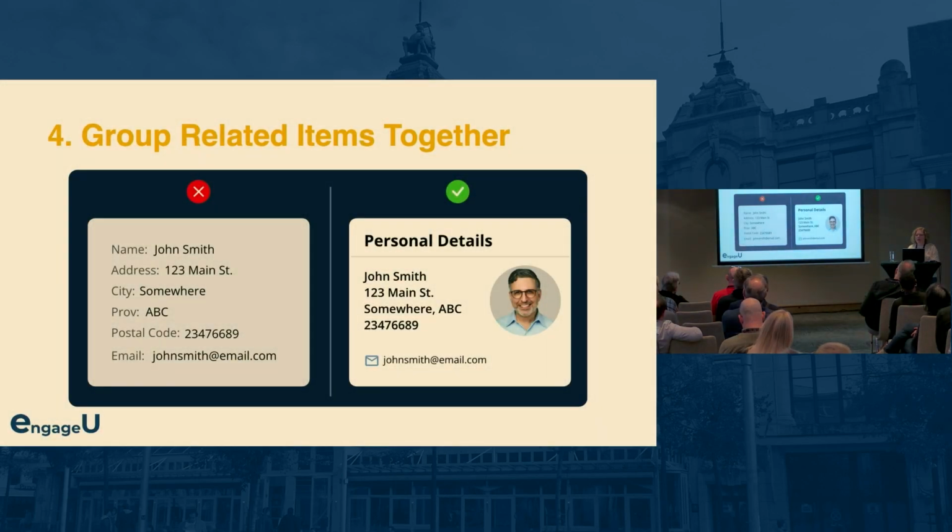So when grouping is done well, you can rely less on labeling every single piece of information. Good grouping lets users understand the information at a glance, and reinforces to them that they're in the right place. So you can save space by maybe removing some of these labels and providing more context.